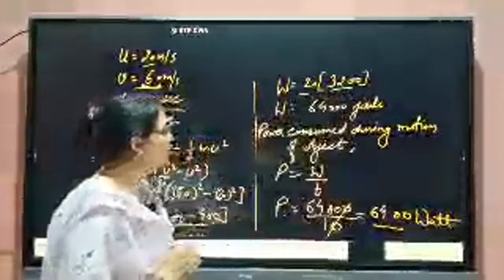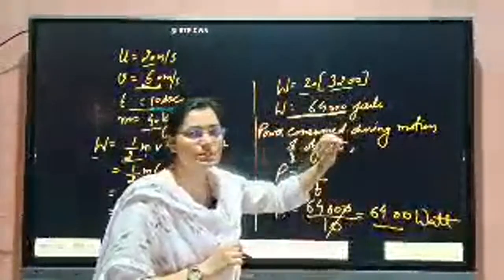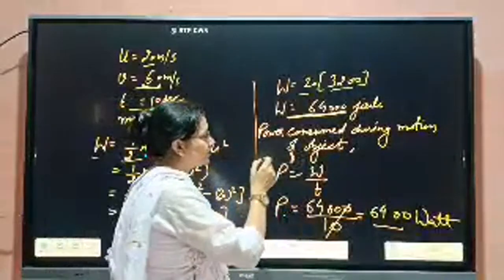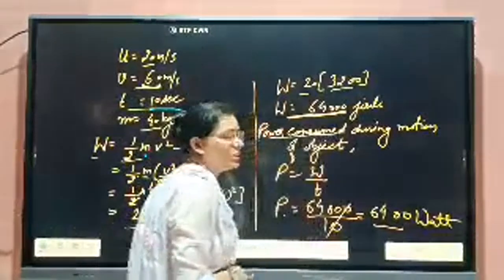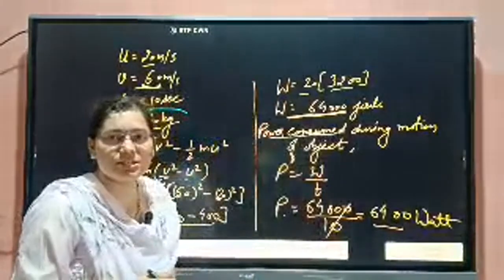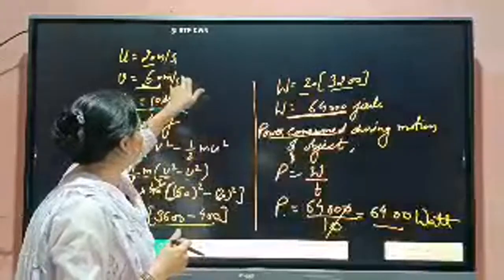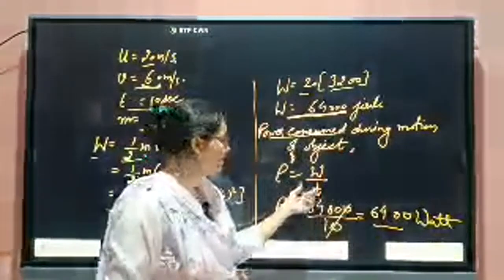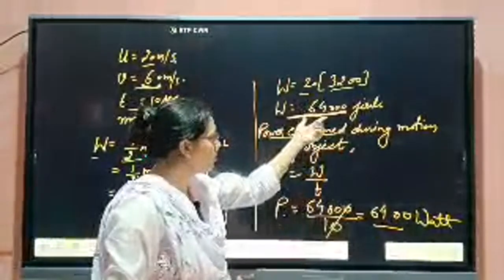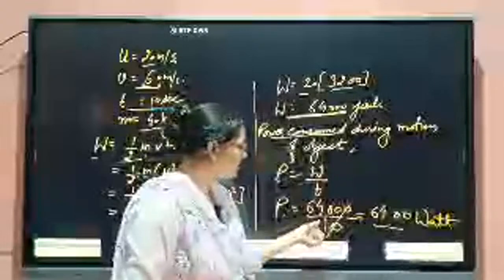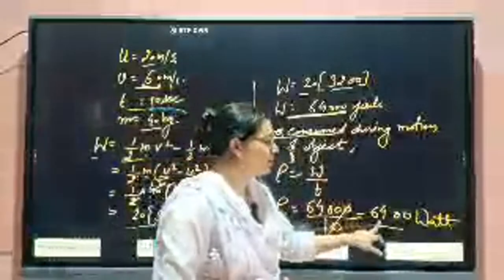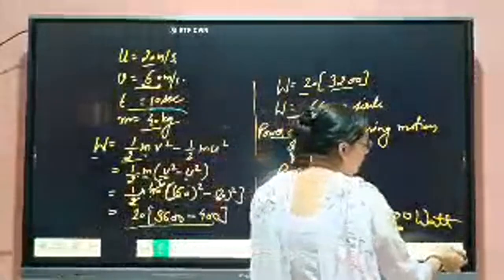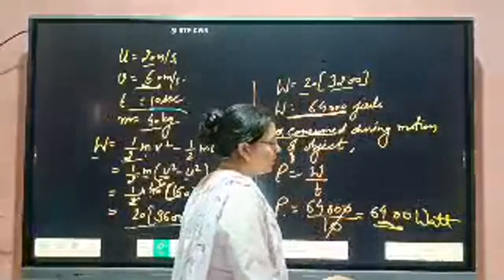Okay, so I hope you understood. The work done will become 64,000 joule. Here it asks how much power is consumed during the motion of the object as velocity changes from 20 to 60. So power is work done per unit time. Work done came out as 64,000, so 64,000 divided by 10 will become 6400. This will be the power consumed during the motion of the object.